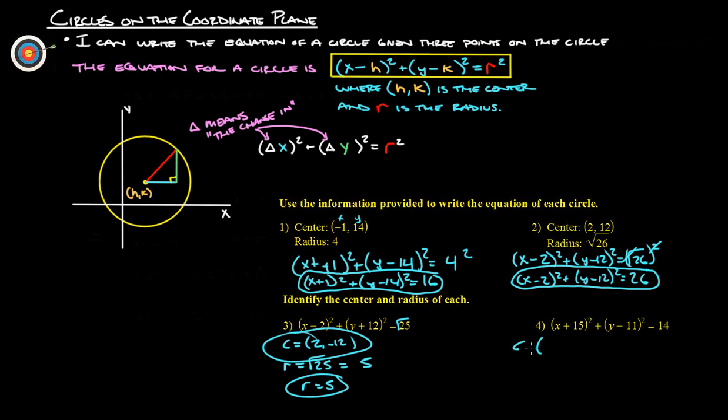Same idea over here. The center is going to be opposite of positive 15, which is negative 15. Opposite of negative 11 is positive 11. And then the radius is going to equal 14, but we got a square root of 14, right? And since the square root of 14 doesn't work out to be a nice number, we're just going to leave it as the square root of 14. And then there's our center as well.